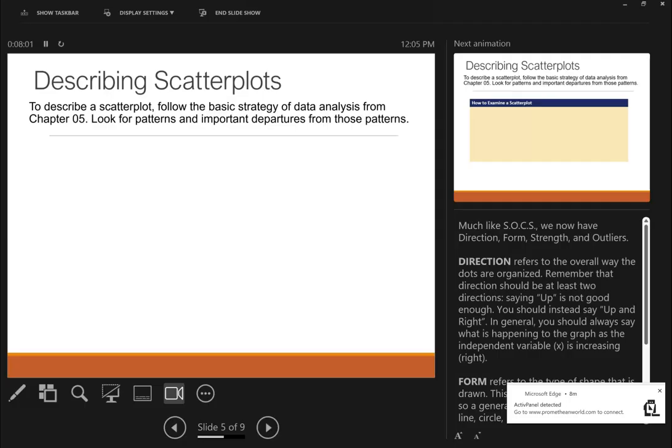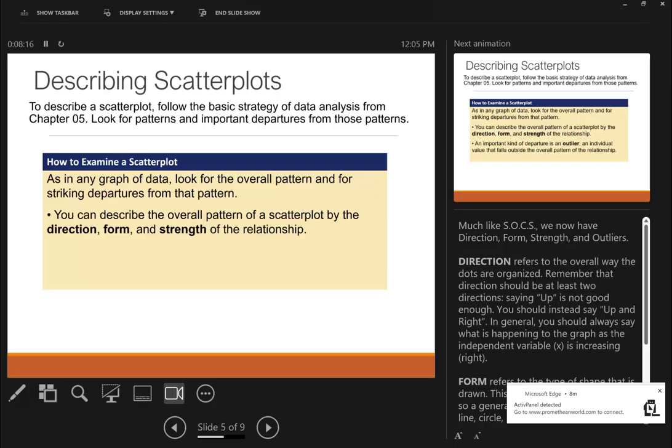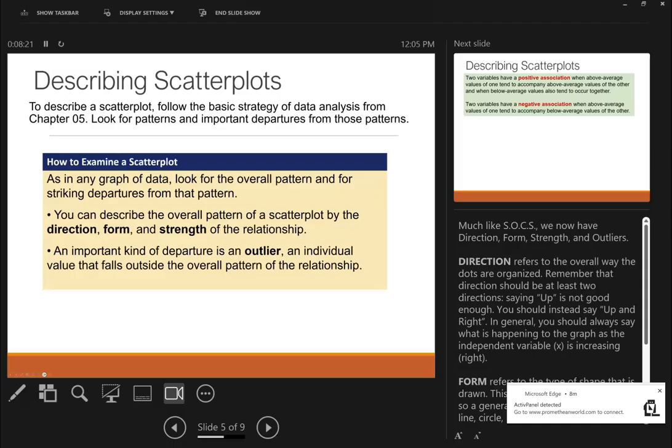Okay. So, similar to what we did earlier when we analyzed distributions and we used SOCs. Remember, SOC stands for shape, outlier, center, and spread. We're going to do a similar thing with our scatter plots. So what we're looking for on a scatter plot is direction, form, strength, and outliers. And we'll talk about how to find each one of those and the vocabulary we use to describe each one of those as we go.